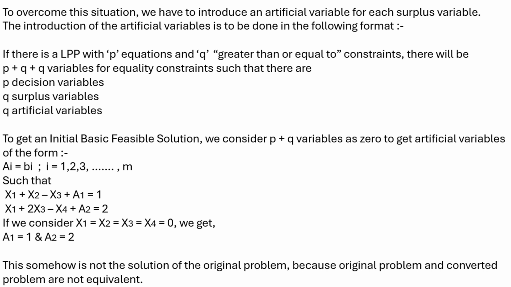To overcome this situation, we have to introduce an artificial variable. This artificial variable, in summary, is nothing but a false front. It is a sort of adjustment which, if we try to interpret physically, makes no sense, because it is nothing but a way of adjusting and balancing things. So we have to introduce an artificial variable for each surplus variable. The introduction of the artificial variable is to be done in the following format.